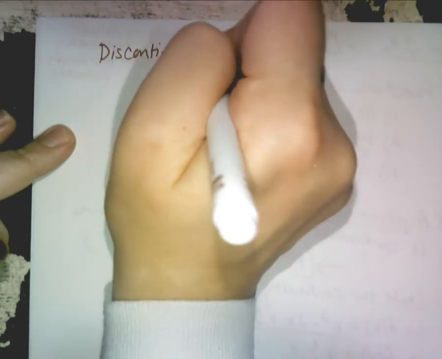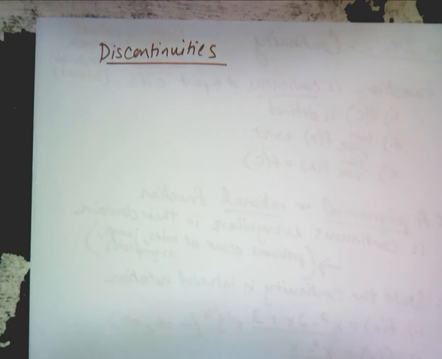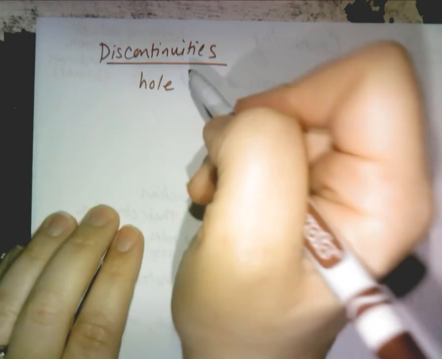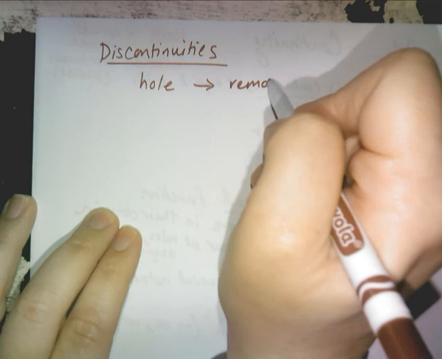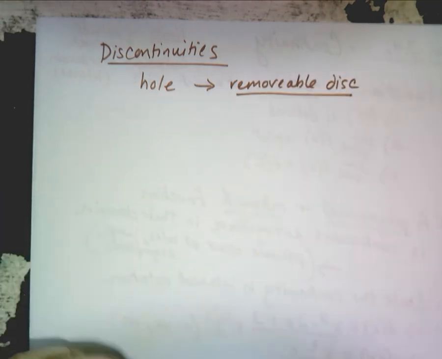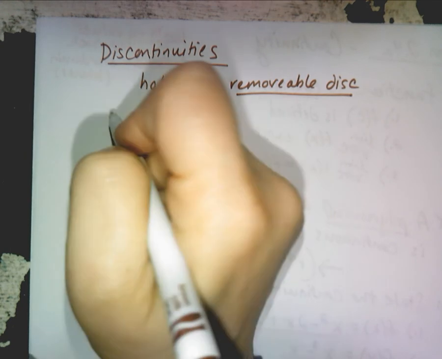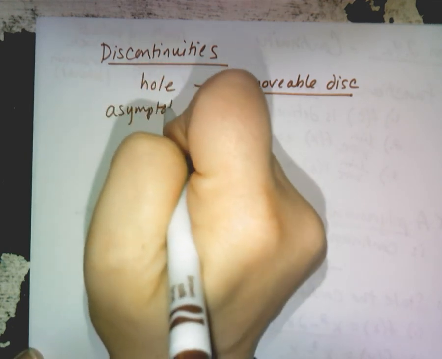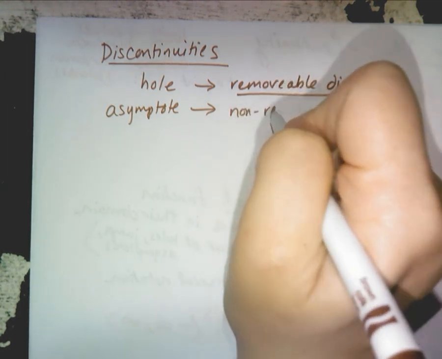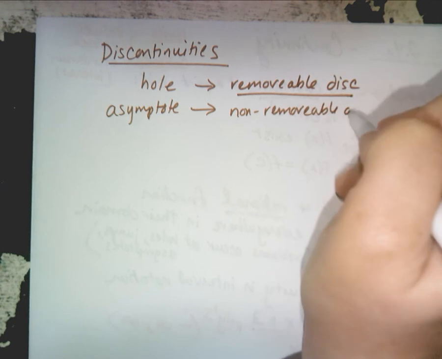Discontinuities. So from pre-calc to calc, we change words. I don't know why, it annoys me, but it is what it is. Instead of saying hole, which we were learning last year all the time, or point discontinuity, we now use this phrase, removable discontinuity. Instead of saying asymptote, that we were saying all the time last year, we now use the phrase non-removable discontinuity.